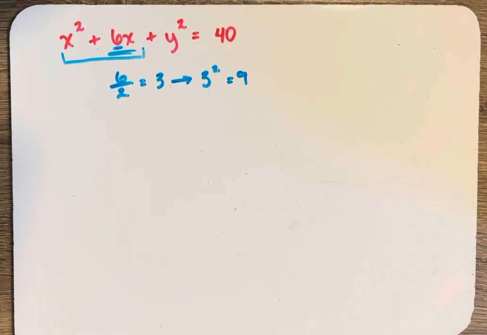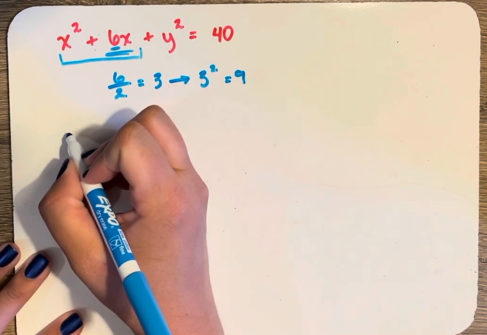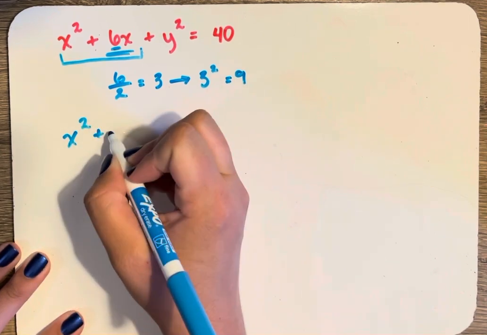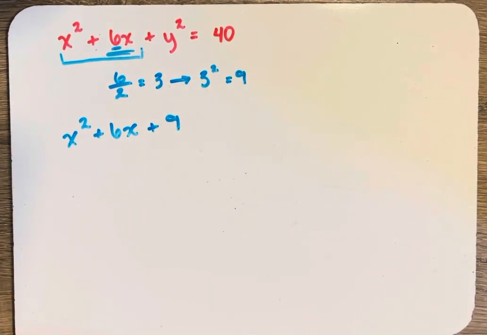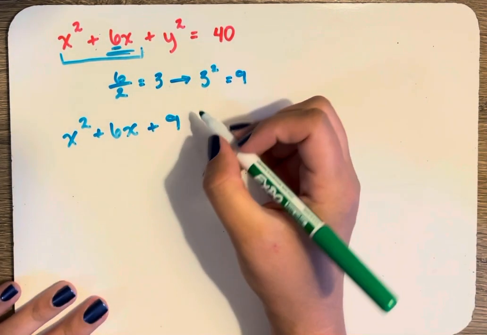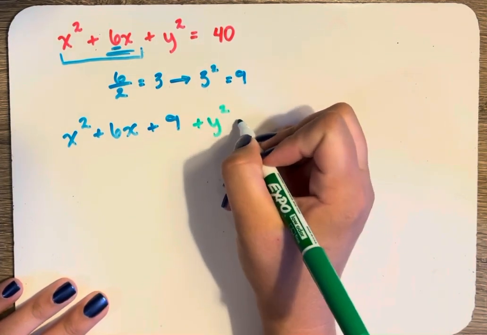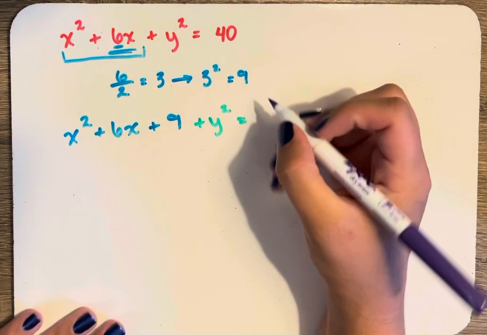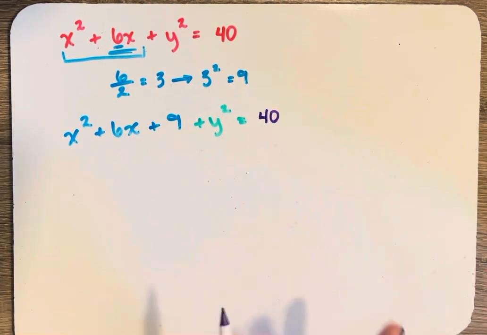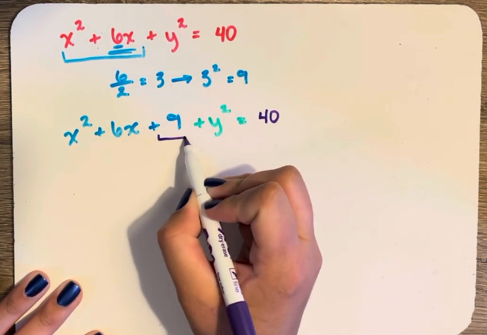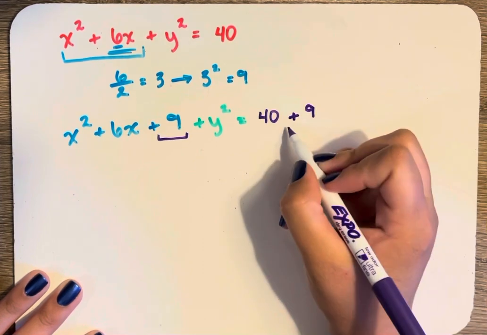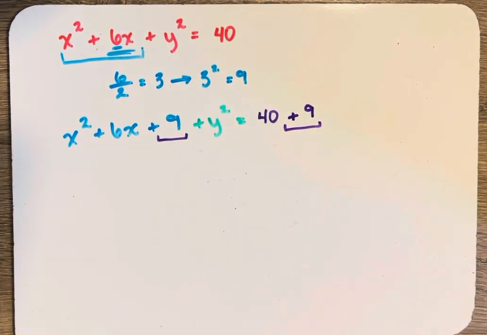The reason I'm doing that is because it's going to give me a perfect square trinomial that I can factor. Okay, so this is what that will look like. So we'll have x squared plus 6x plus 9. And then let me do my y squared here, plus y squared equals 40. But anything I do to the left side of my equation, I have to also do to the right side. So since I added this plus 9 here, I also need to add 9 to the right side of my equation.